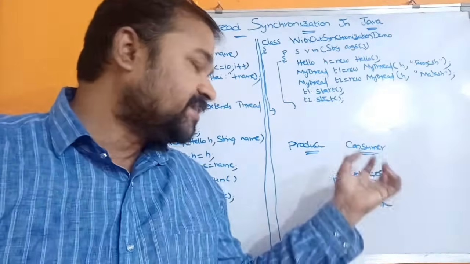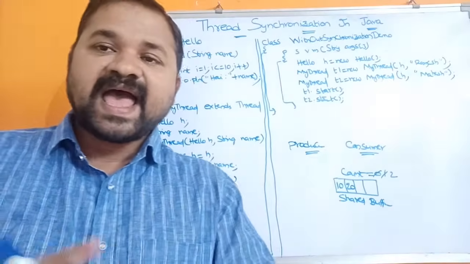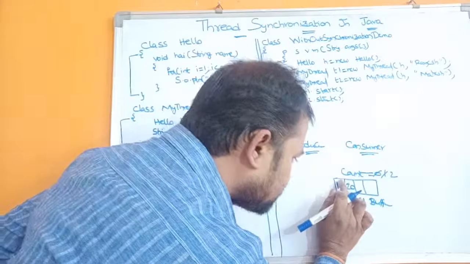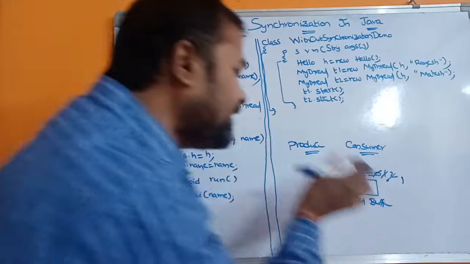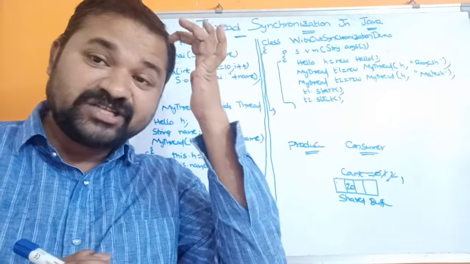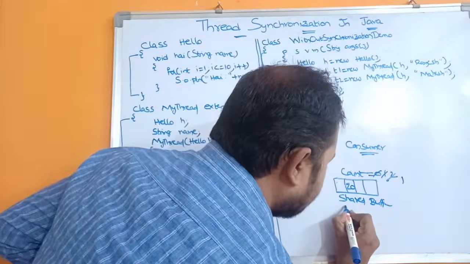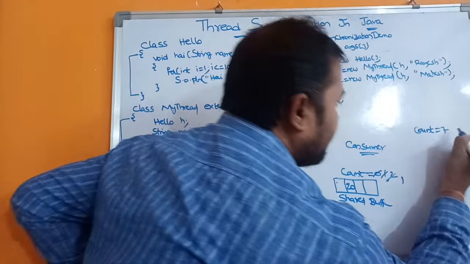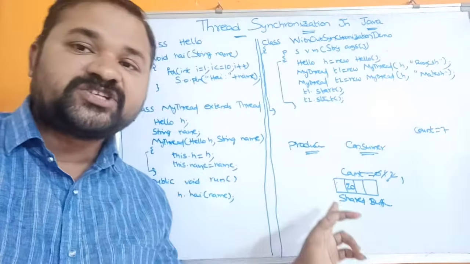Now let's see what the consumer thread will do. The consumer thread consumes an item from the buffer and then it decrements count value by 1. Let us assume that the consumer thread consumes first 10 from the buffer and then it decrements count value by 1. So it indicates that the buffer contains only one item. Likewise the producer thread and consumer thread will perform the operations. Let us assume that here the value of count is 7, so it specifies that there are totally 7 items present in the buffer.